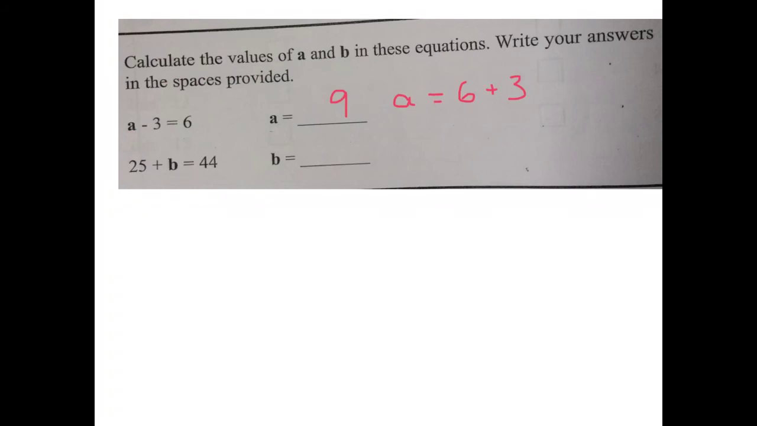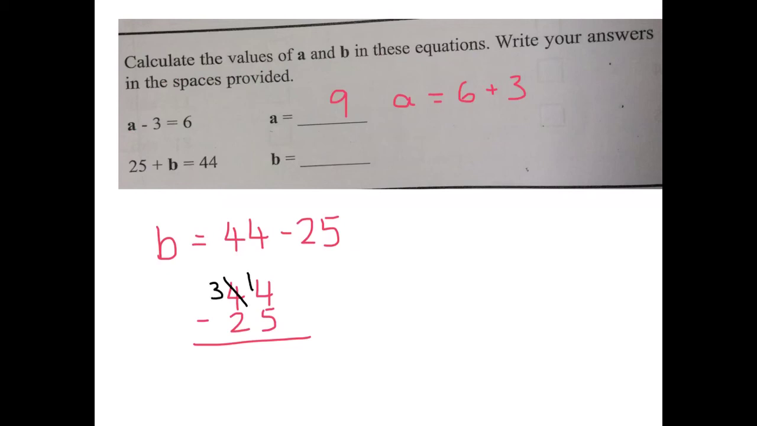And the second one for B, 25 plus B equals 44. So missing number in the middle, do a subtraction after a fiddle. So B would be found by taking 44 and subtracting 25. We can write ourselves a vertical sum. 4 take away 5 we cannot do, so we carry out some exchange. 14 take away 5 is 9, and 3 take away 2 is 1. So B would be 19.